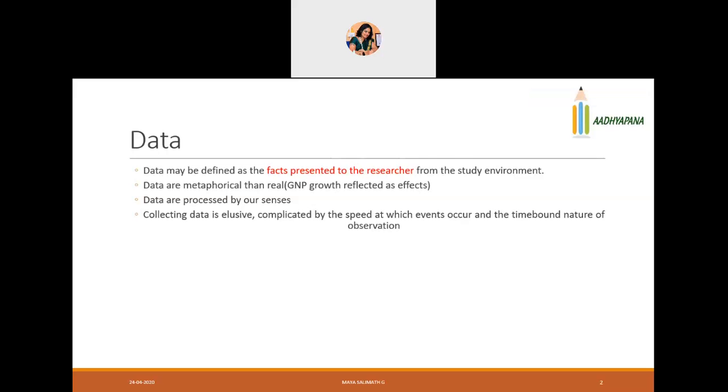we'll now have to find out the various facts which will help you to accept your null hypothesis or reject your null hypothesis. So for that, you need to collect the facts. You need to collect the facts from your sample, as yesterday sir was talking about sampling. Facts have to be collected from the predefined environment, the study of environment. And then data are metaphorical, then real.